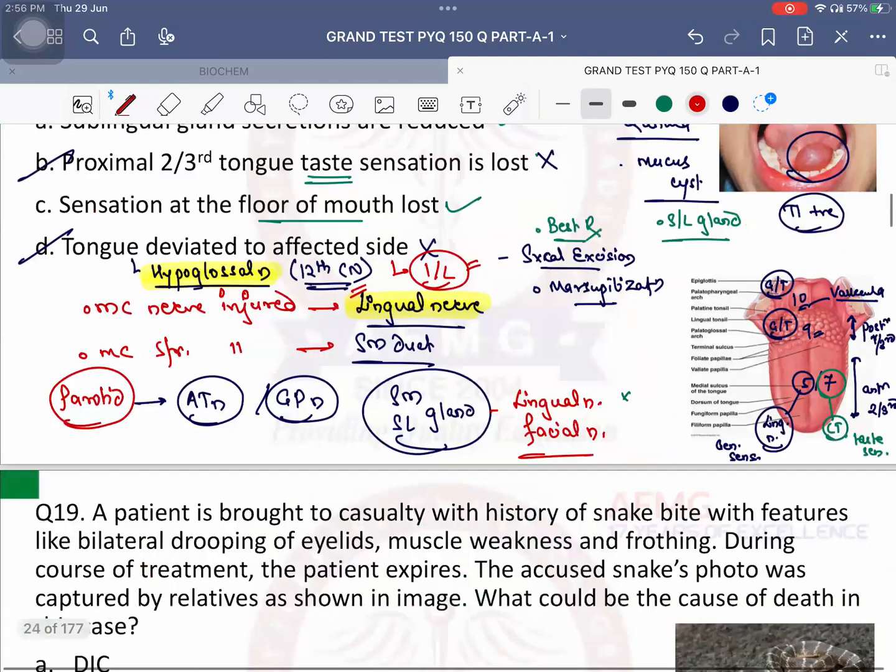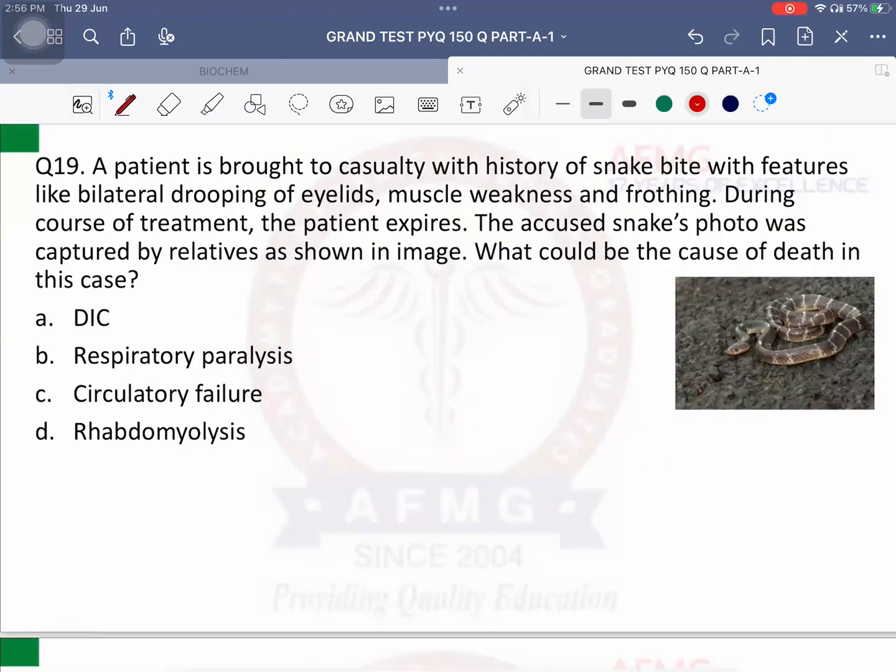Question number 19. A patient is brought to the casualty with a history of snake bite. It is a classical feature of envenomation. With features like bilateral drooping of eyelids. Drooping of eyelid is called ptosis. So the patient is having bilateral ptosis. There is muscle weakness in the patient and there is frothing from the mouth. During the course of the treatment, the patient expires.